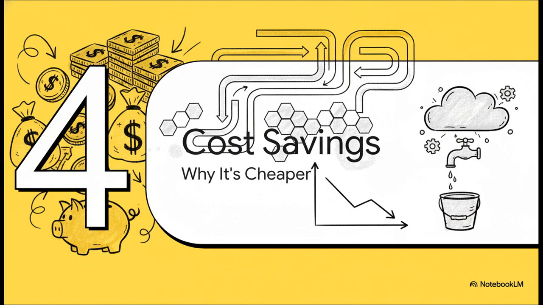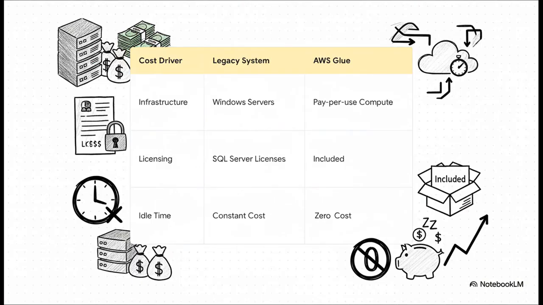What about the cost? So let's talk about the pay-for-use model and why this new way of doing things is actually cheaper. This table just lays it all out, nice and clear. For infrastructure, we go from paying for Windows servers 24/7 to only paying for the exact seconds of compute we use. For licensing, those expensive SQL Server licenses, gone, not needed anymore. But the biggest difference here is idle time. In the old system, you pay for it constantly. With AWS Glue, the cost of idle time is zero.